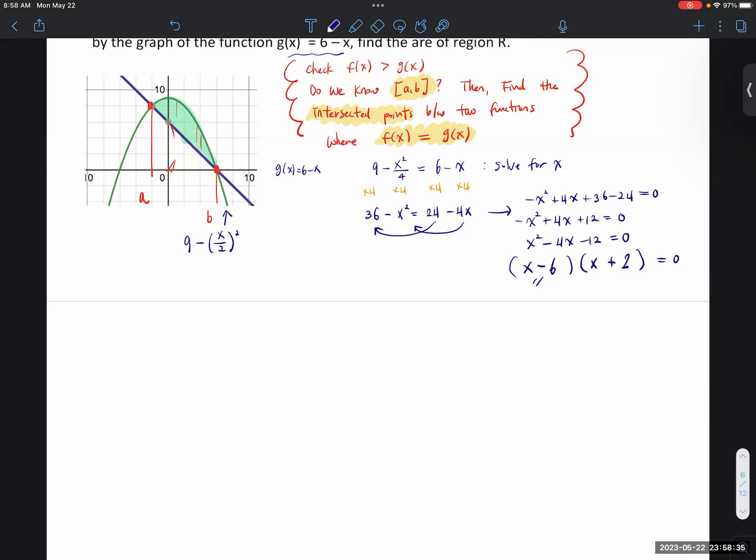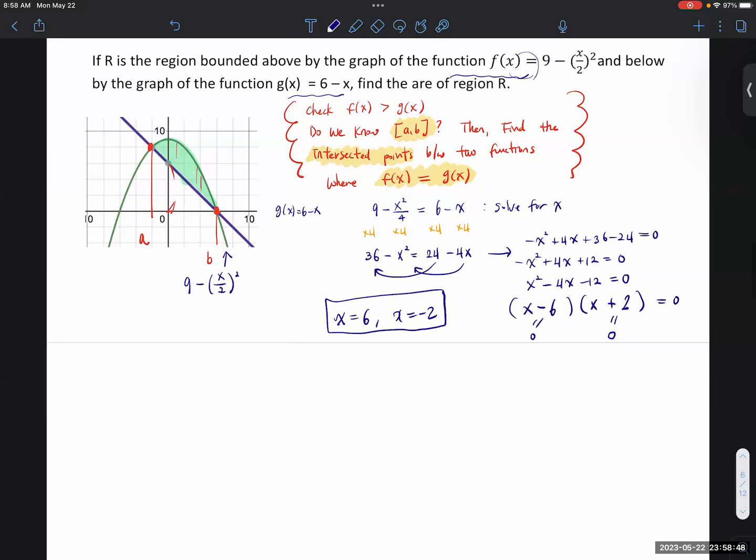So here, x minus 6 equals 0, x plus 2 equals 0. So we have two x's. One is a positive 6, one is a negative 2. So these are the x's where those two functions are meeting with each other.